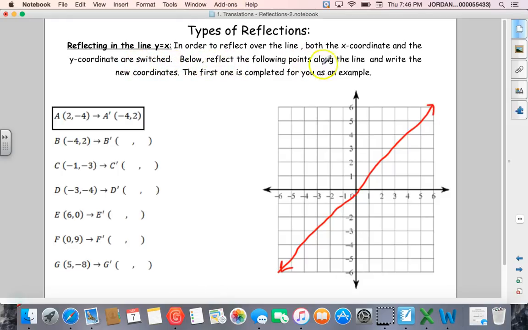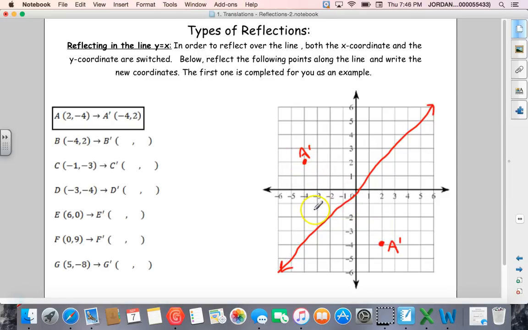So below it says reflect the following points along the line and write the new coordinates. So I'm going to show you this first one. A is 2, negative 4. So we go over 2, down 1, 2, 3, 4 to plot the point 2, negative 4. That's A. And then it switches to A prime. So if we're reflecting over the line y equals x, the x coordinate and the y coordinate just swap places. So the A prime is going to be the coordinate negative 4, positive 2. Right there is our A prime.